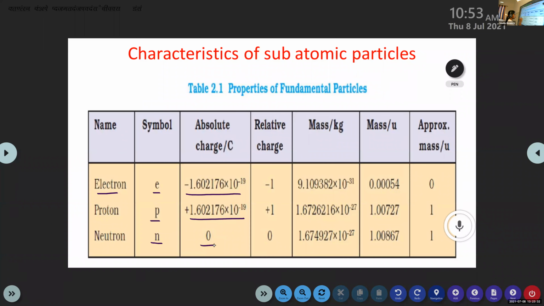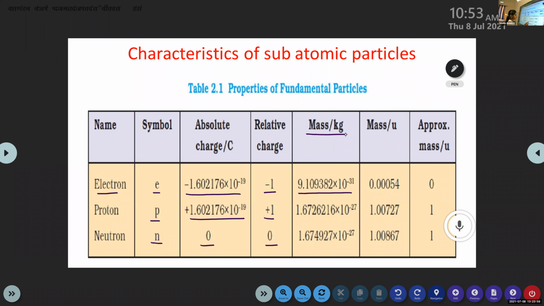Then relative charge, it is minus 1 for the electron. Here it is positive 1. Here it is 0. Proton is always positive. Electron is always negative. Neutron is neutral. Then the mass of electron is 9.109382 into 10 raised to minus 31 kilogram. Here it is mass per kilogram. In kilogram, we are representing these values.